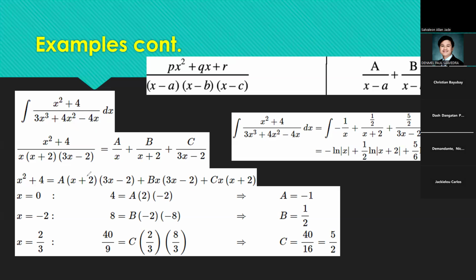Okay, then afterwards, again, just multiply this entirely to the left and the right hand equation. Then just cancel out whatever will cancel and retain whatever will retain. And then you should be able to get this one. It's A times x plus 2 times 3x minus 2, B times x times 3x minus 2, C times x times x plus 2. Okay.